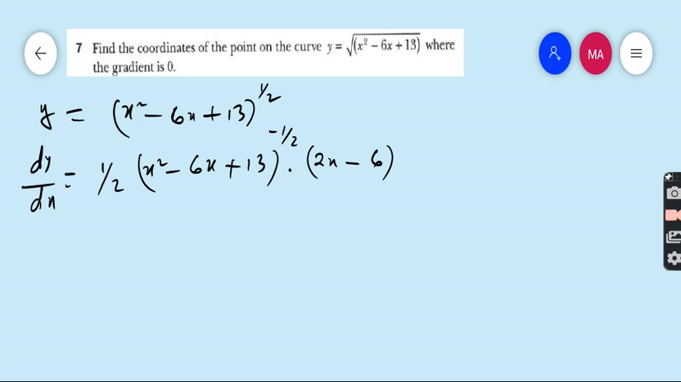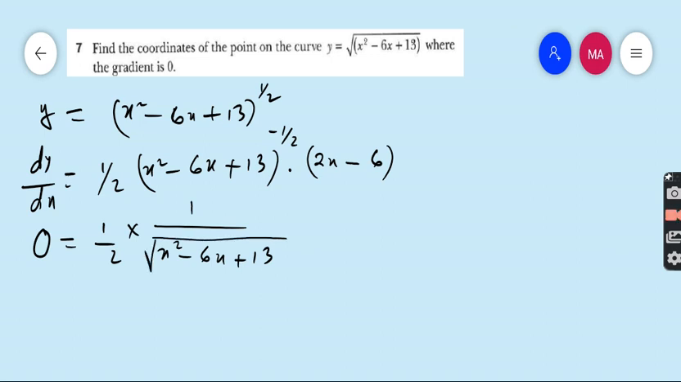dy by dx is the gradient, and the value of the gradient is 0 in the question. What did they write? Where the gradient is 0. So replace dy by dx by 0. 1 upon 2 into, shifting the minus 1 upon 2 power to the denominator, it is the square root. Take 2 common from 2x minus 6, so 2 times x minus 3. Why do we take common? Because we can simplify this.